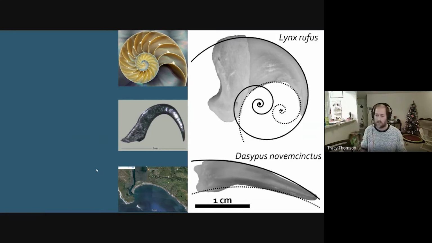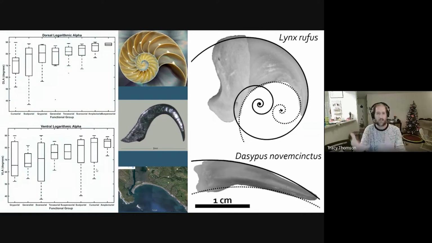And the same thing is true in the dasypus, except in this case, both the dorsal margin and the ventral margin don't fit a logarithmic spiral very well. So what that meant for my analysis is that trying to match a spiral to the claws and use that as a morphological metric is inadvisable. It doesn't work out very well.